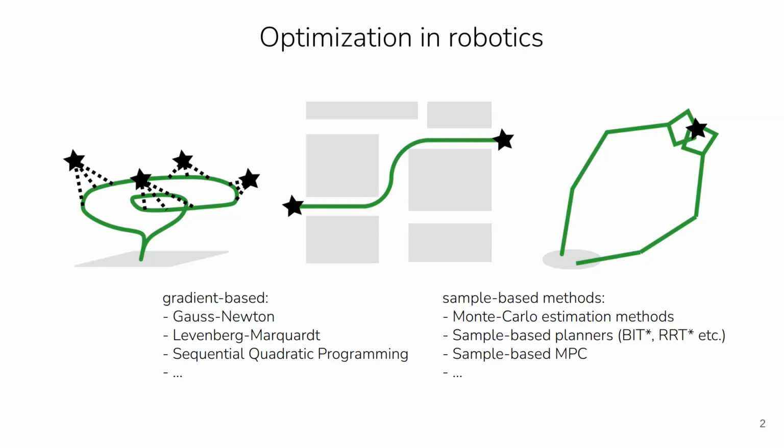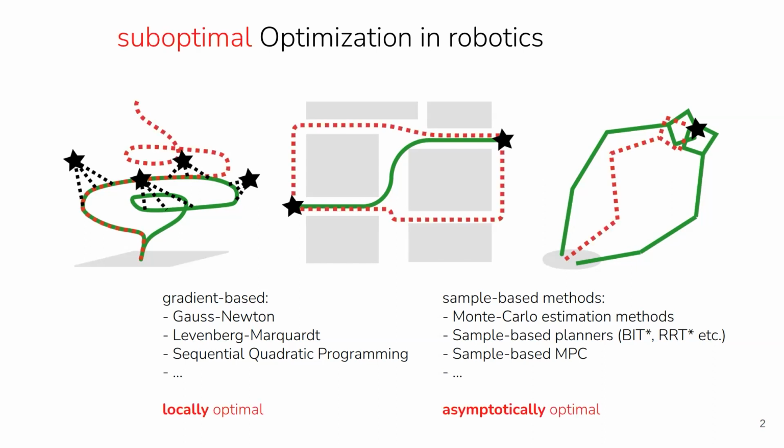On the other hand, you have these sample-based methods where, instead of using gradients and differentiating your model, you can try to approximate it with samples. So that's, for instance, Monte Carlo estimation methods like particle filters, or sample-based planners like BIT*, RRT*, and sample-based MPC more recently. And what all of these methods have in common is that they're actually suboptimal, or that we only have guarantees that, for instance, the gradient-based methods are locally optimal. So they will find an optimum that is first-order optimal, but it might not be the global optimum. And similarly, for sample-based methods, we typically know that they're asymptotically optimal. So if you have infinitely many particles, then you will actually find the best solution, but that is only really true as you go towards infinity with the number of samples.